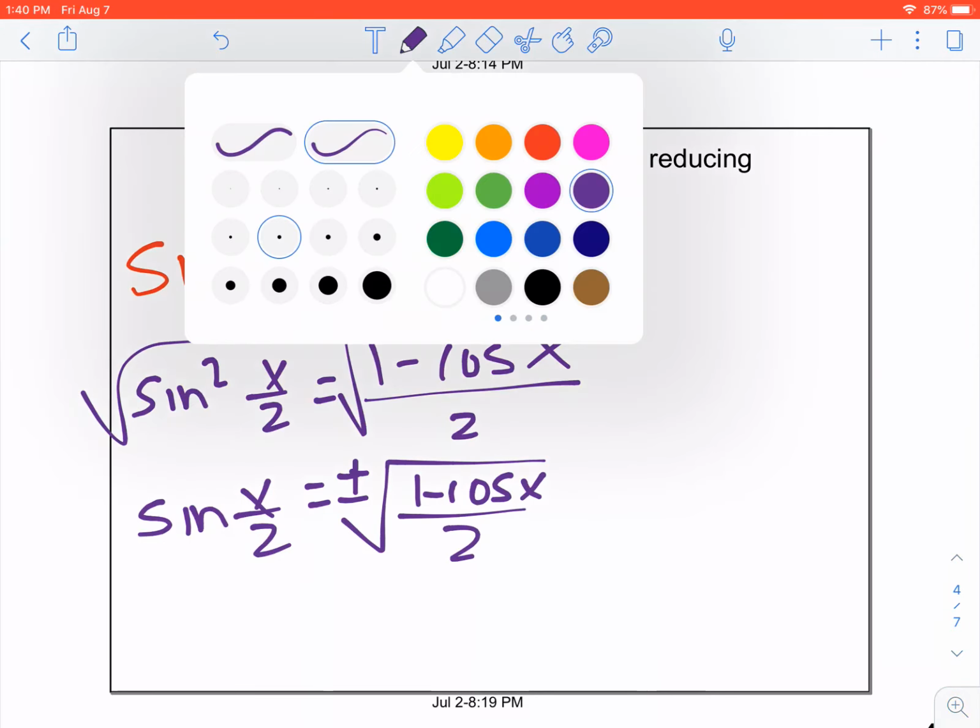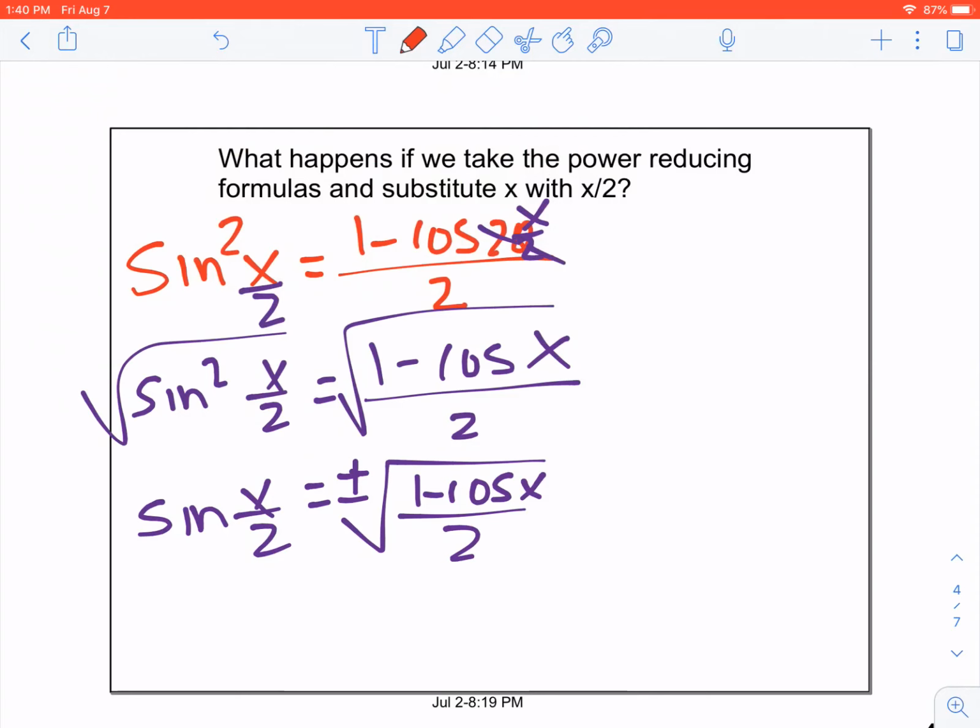So again, what does this allow us to do? This allows us that if we know information about 34 degrees, so if we know its sine or its tangent, or we have a picture of the triangle, we know information about a 34 degree angle, it's going to allow me to calculate the sine of a 17 degree angle.